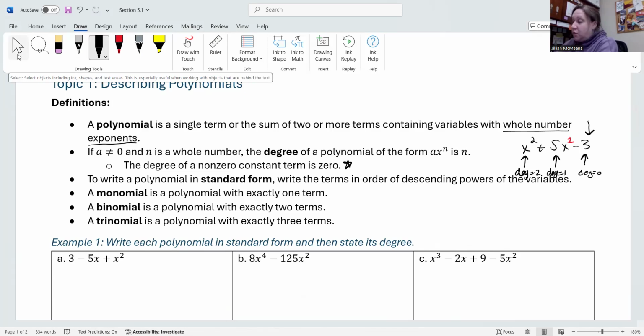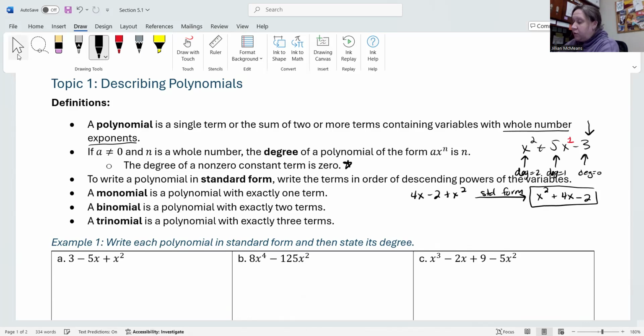Now, to write a polynomial in standard form, write the terms in order of descending powers on the variables. So, for example, the polynomial that I just gave you was technically in standard form. If I had something like 4x minus 2 plus x squared, this is not in standard form. To write it in standard form, we would look at the exponents and put them in descending order. So I would write x squared, and then remember 4 times x has an exponent of 1 on the x, so I would then go plus 4x. And then constants have a degree of 0, so we would write minus 2. So that would be standard form, okay?